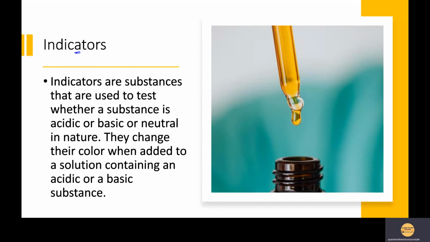One indicator which we commonly hear of is the indicator provided to vehicles, to bikes and four-wheelers, which shows the direction in which you are turning. That is, it is showing something. In a similar fashion, the indicators used in science indicate whether a substance has an acidic or basic nature, or whether it is neutral. Now, how are we going to observe this? They change their color when they are added to a solution, depending upon the substance in which they are added, whether it is acidic or basic.